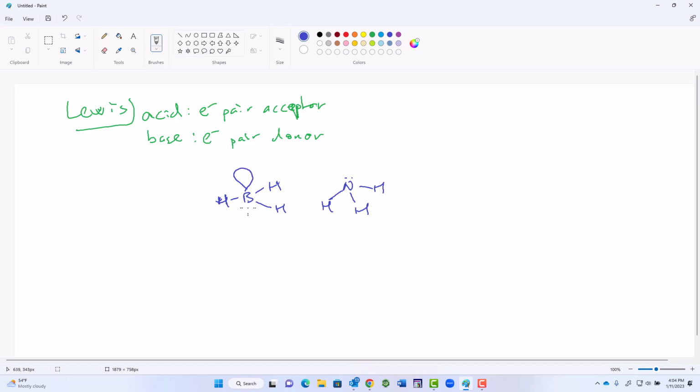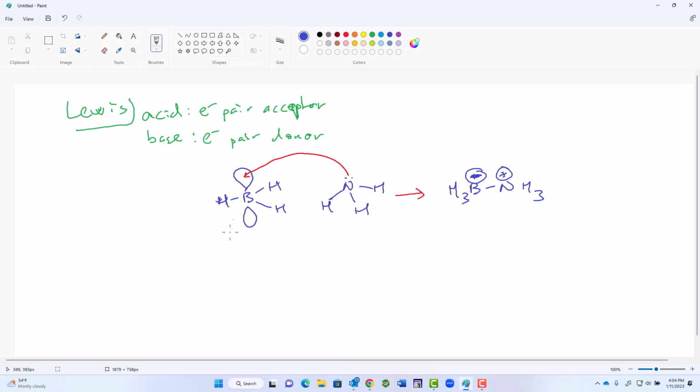BH3 has an empty p orbital since it's sp2 hybridized. What this means is we can show arrow pushing from the electron pair on NH3 into the empty p orbital on BH3, and this would form what's called a Lewis acid-base adduct. So we'd have H3B-NH3, and this would generate a minus and a plus charge. This particular example is less common in organic chemistry.